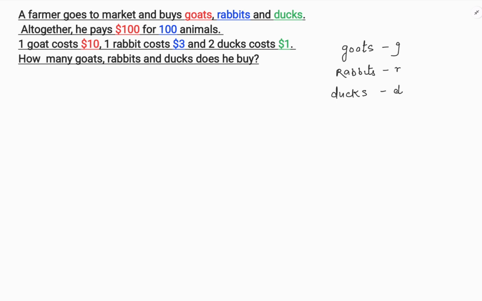Now they are telling us two things. One thing, they are telling us that he is paying $100, right? And second thing, they are telling us that he is buying 100 animals. That means if I add all the animals, G plus R plus D, that will be equal to 100, and that is for sure our first equation, right?